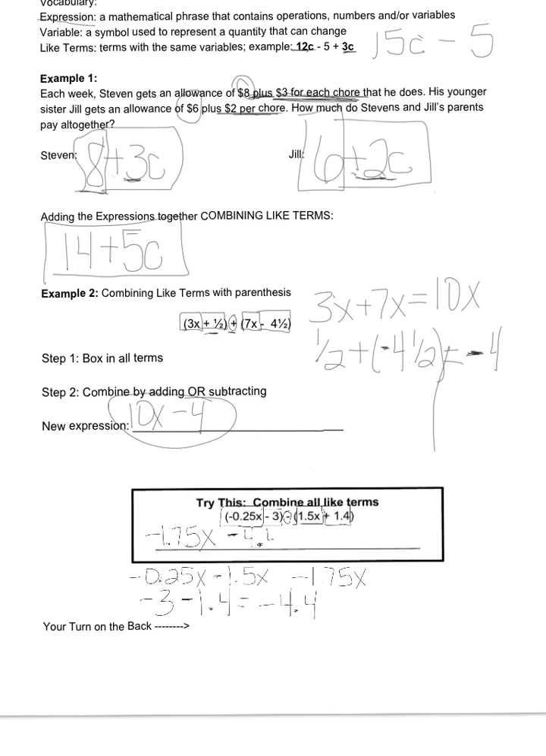So this here is the new expression, negative 1.75x minus 4.4. What I'd like you to do is try the 3 your turns on your back. As always, if you have any questions, let me know and we will discuss them tomorrow in class.